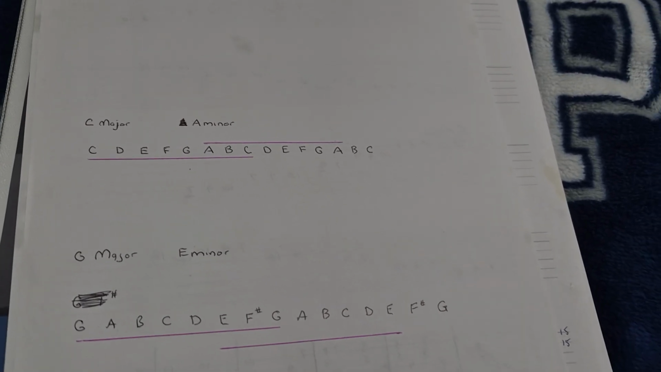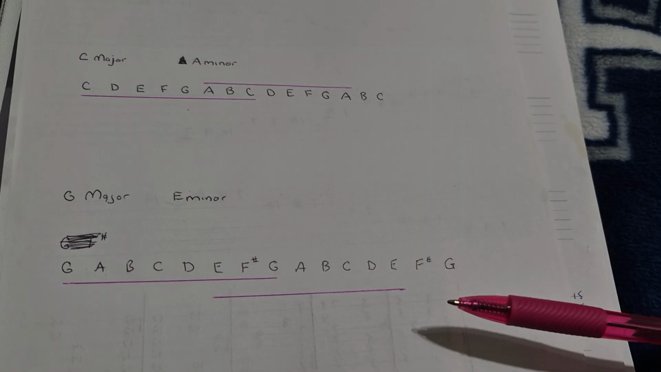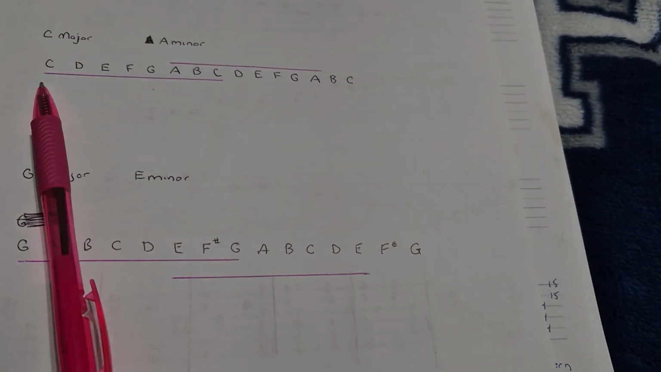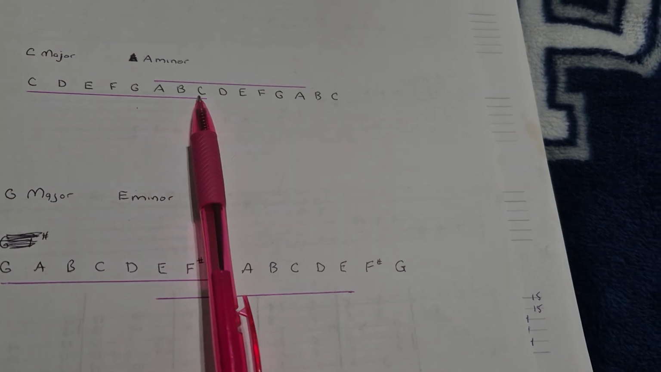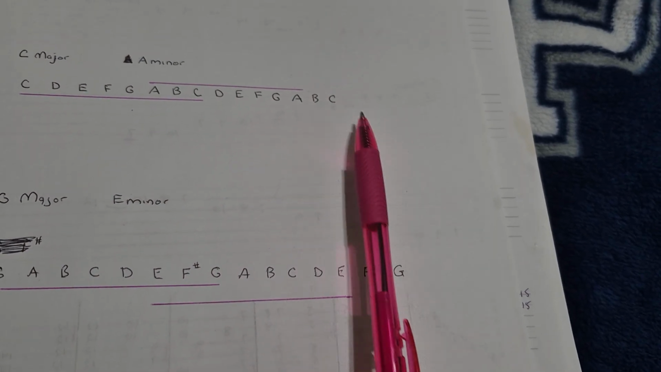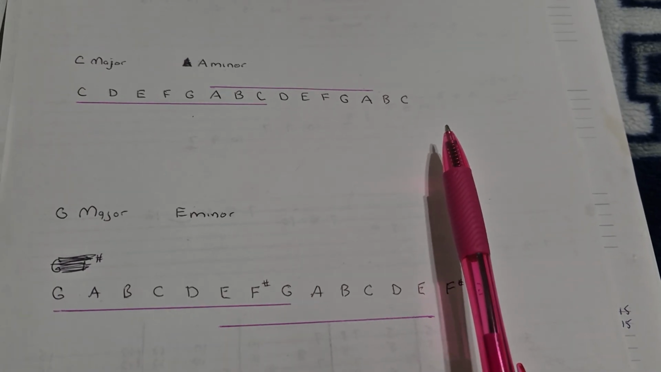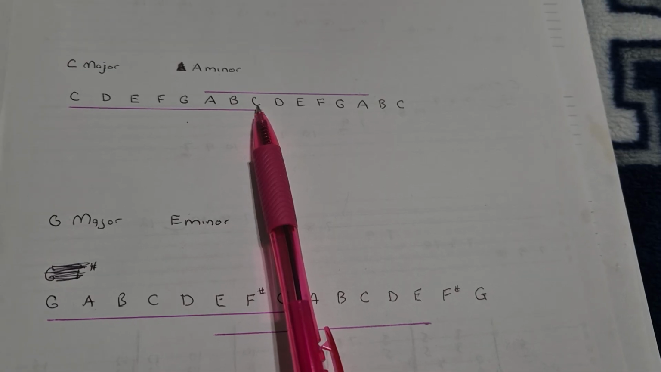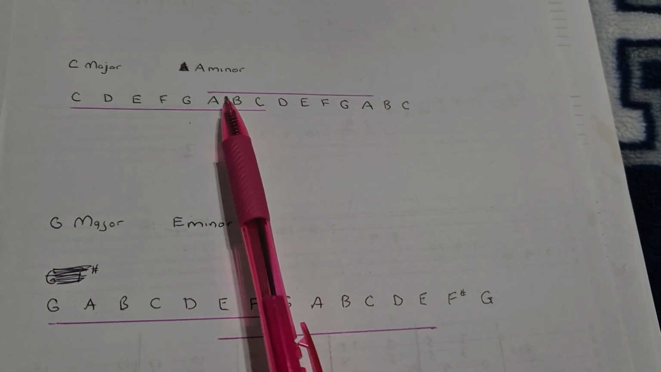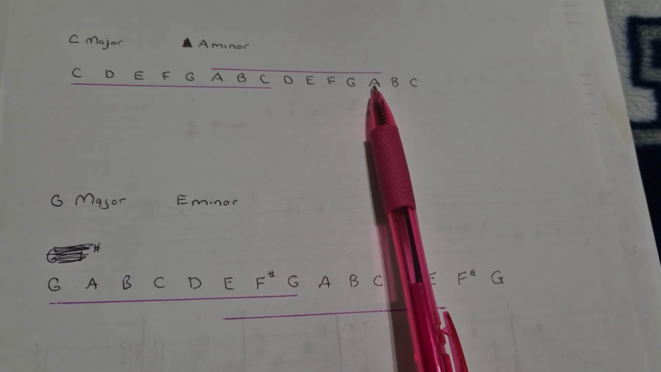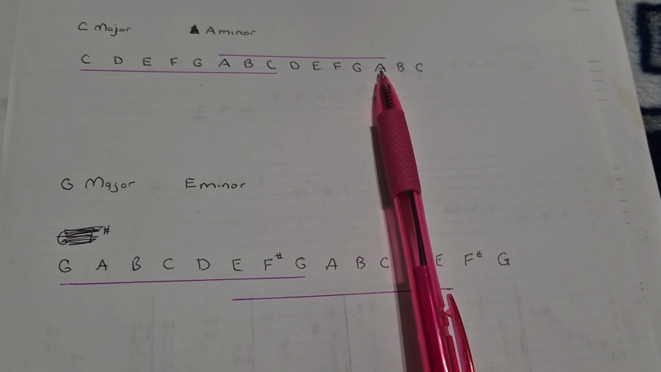I've drawn out the key of C and the key of G major in 2 octaves. So C, D, E, F, G, A, B, and C, and then C, D, E, F, G, A, B, and C. And essentially, when you just play from C to C, that is your C major scale. And when you grab the same notes and play A to A, that is your A minor scale.